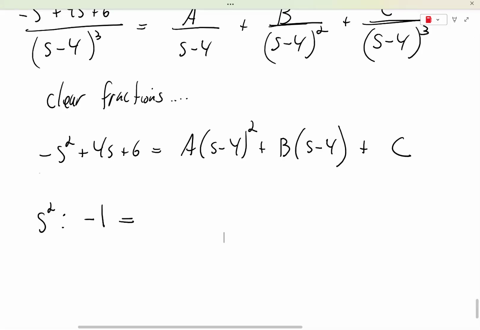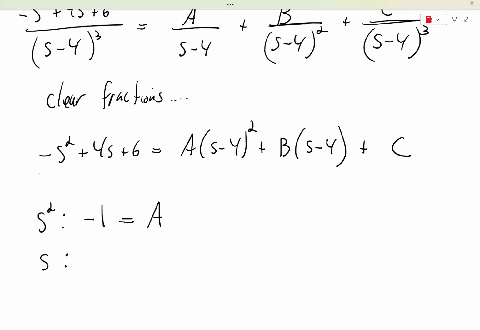If you multiply it out, you get -1 equals A. Is that right? I think it's like that. So you just get negative 1 equals A. That's it. So negative 1 is A, just by comparing the s squareds. Okay, now let's go to the s's.